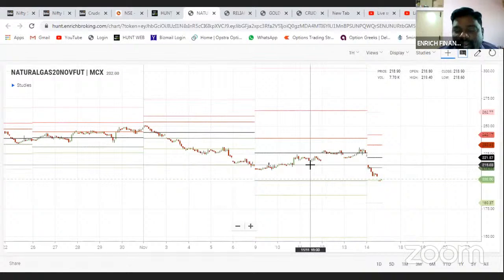See, if you want to find a resistance level or support level in any script, we have three ways to do it. One is manually: we draw resistance and support levels through the swing highs and swing lows, connecting two points. If you connect two swing highs, it is resistance. If you connect two swing lows, it is support. Okay, this is manual.